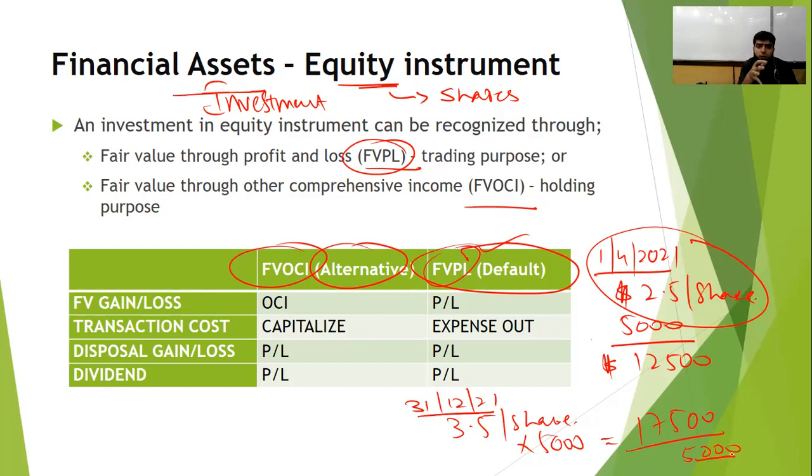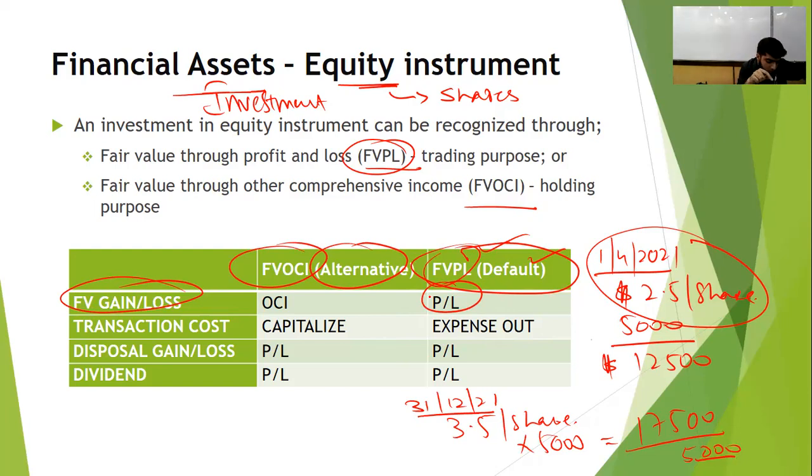So how am I going to record this gain, either to classify or to record this gain into P&L? There are two options. If we are following fair value through P&L, it means we will recognize this fair value gain directly into the P&L. That is the increase in the value of investment. Investment will be debited and P&L, that is the gain, will be credited. It means directly recording that gain to P&L.